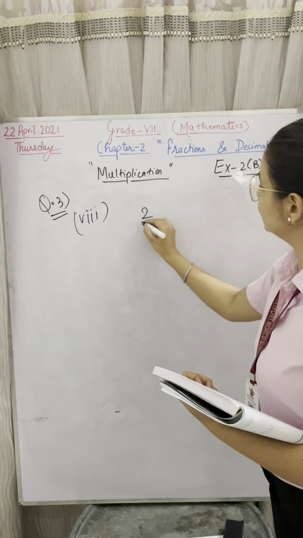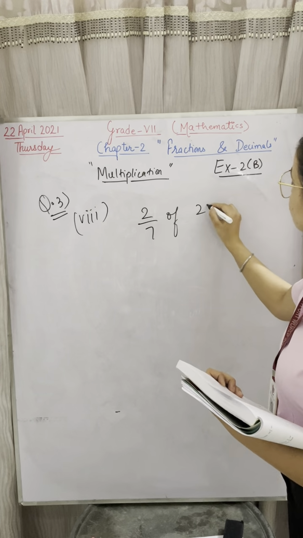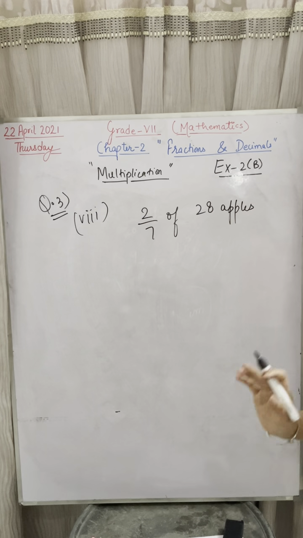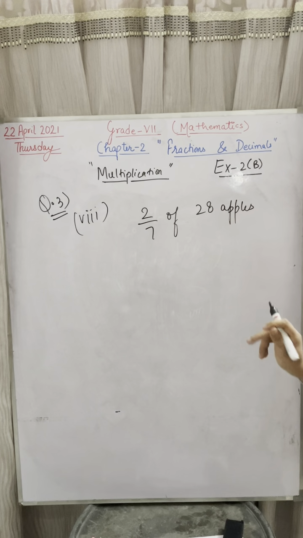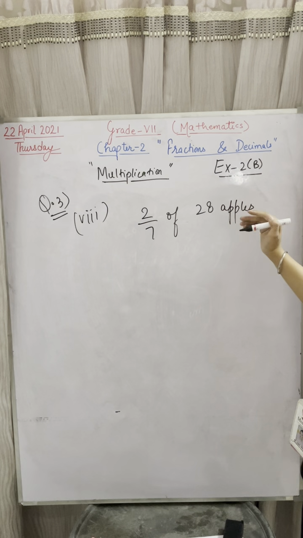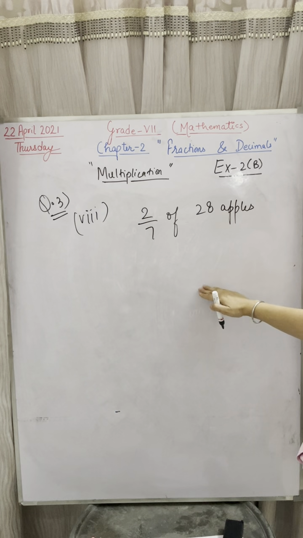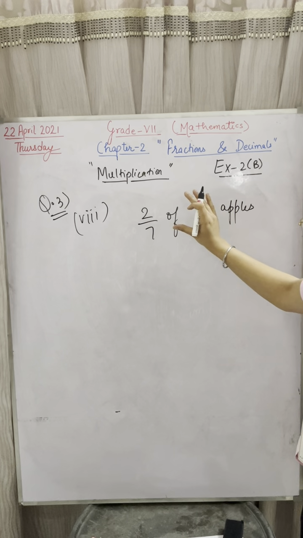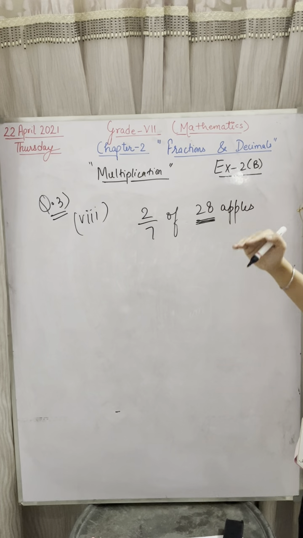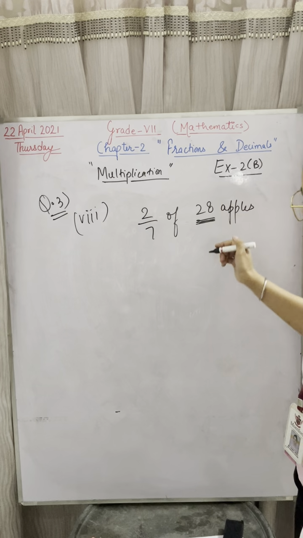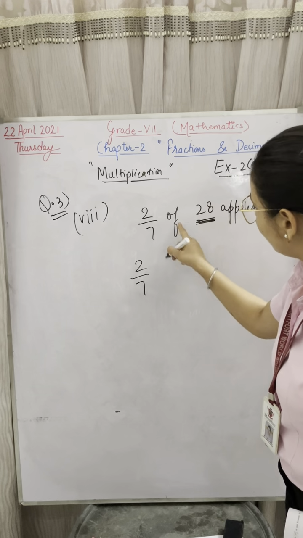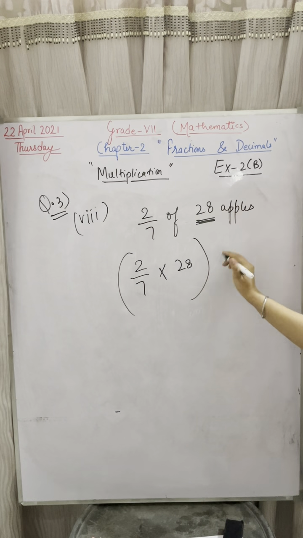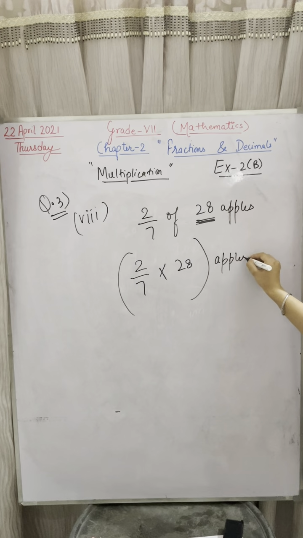8th part is 2 by 7 of 28 apples. Now listen to one thing. There is no need to convert anything, because the value is already given. Only when the value is not given can you go for the conversion. Otherwise, write it as it is. 2 by 7 of means multiply 28, and outside, these are apples.